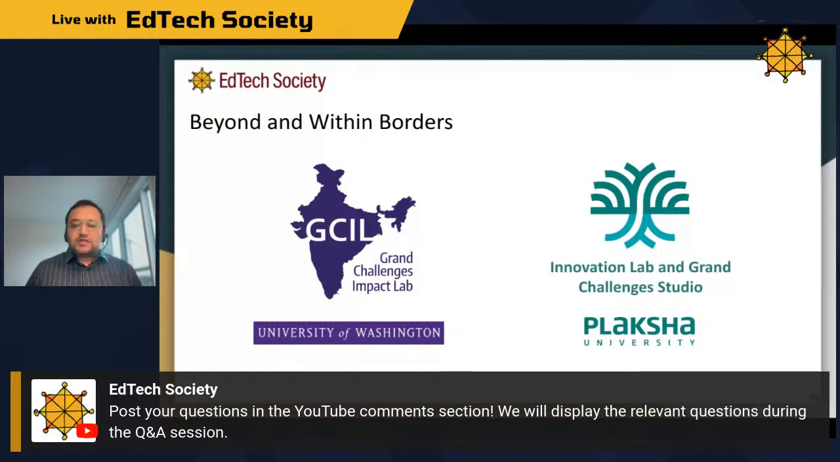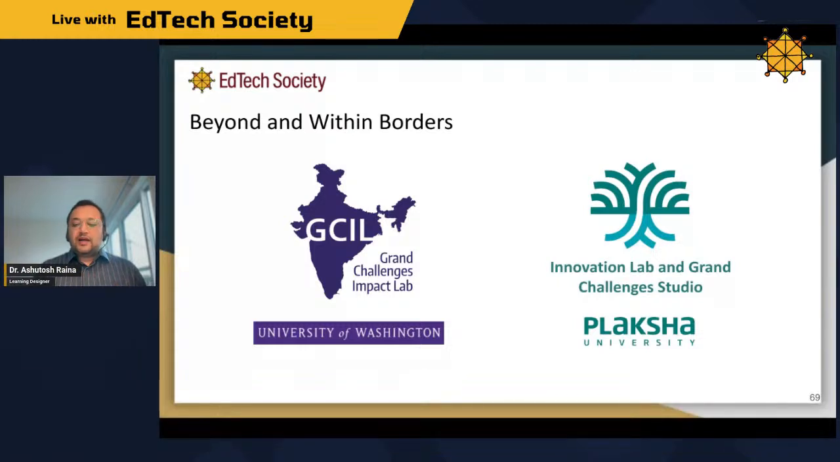Whereas the second course, which is the Innovation Lab and Grand Challenge Studios, which is a set of courses, is offered by Plaksha University for their undergraduate engineering cohort. Now, this spans almost 6 semesters. We see that both of these courses are trying to address grand challenges, but they do it in their own way. So whether we are working across or within borders, what these courses allow the learners to do is think and understand what potential impact means.